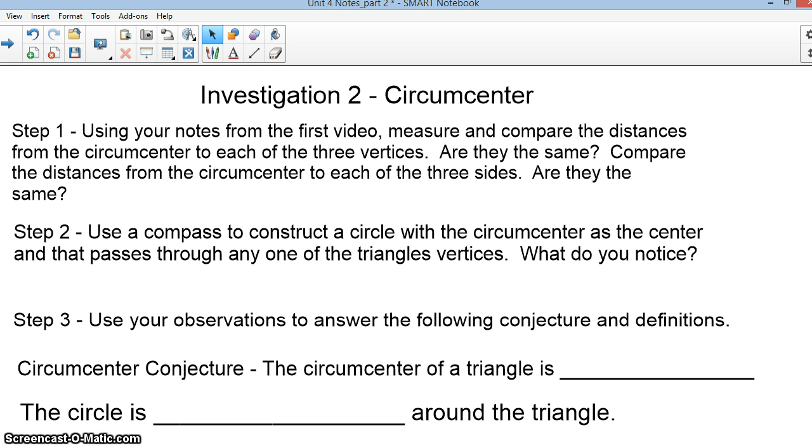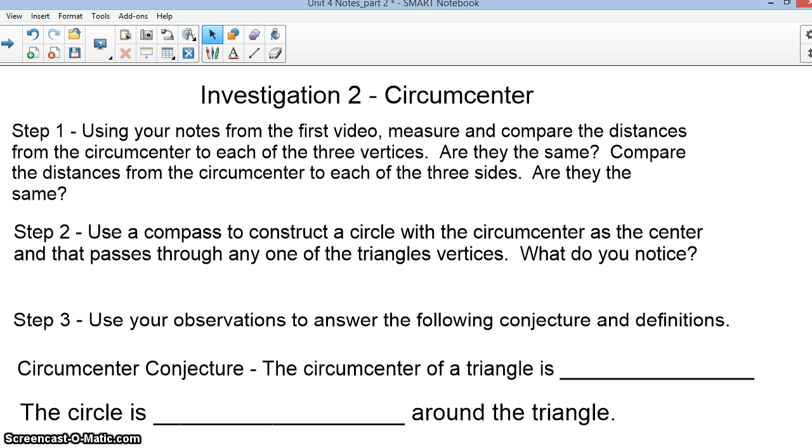Now, on all three of these investigations that you're going to do at home, make sure that you have the notes, the triangles that you used, and the constructions that you did for the part one notes. We're going to use all of those. If you don't have those, then go ahead and reconstruct everything.